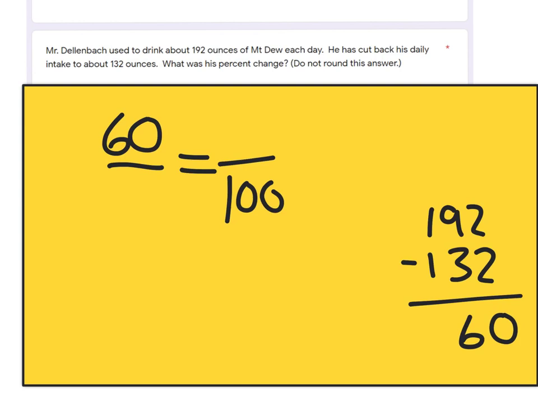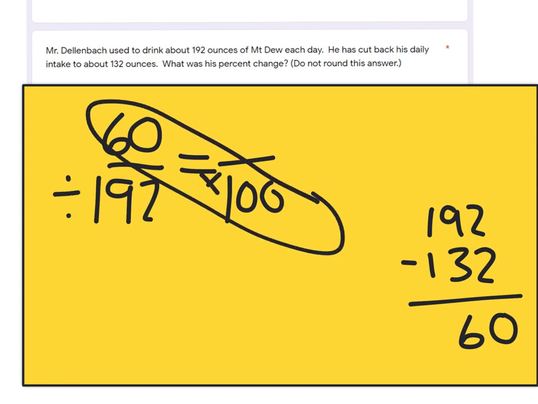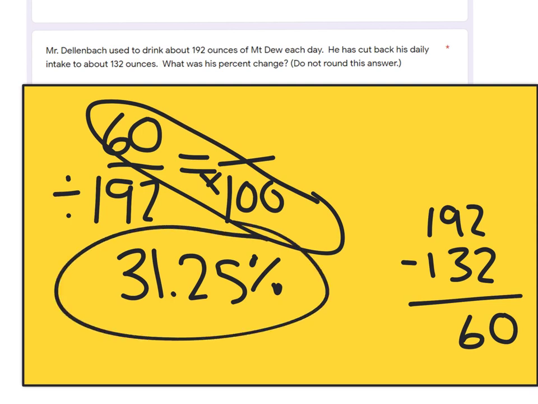I want to compare that to the original. Did I start out by drinking 192 and change to 132, or did I change from 132 to 192? I started out at 192. That's the original amount, and so those are the two that I put in there. Again, multiply the diagonals, divide by the other one, and it comes out to 31.25%. This time it says do not round this answer, so that is my answer, 31.25%.